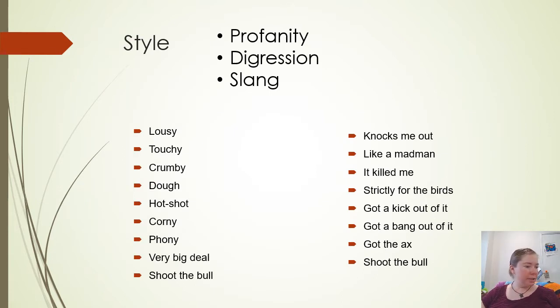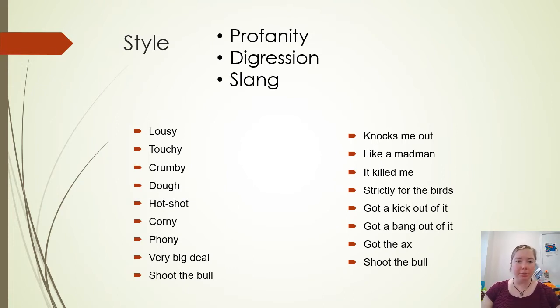So the first thing on the study guide is writing style, and it lists profanity, digression, and slang. These are elements that the writer uses to try to make the narrator sound like he has the voice of a real teenager, or at least a teenager of the 1940s or 50s.